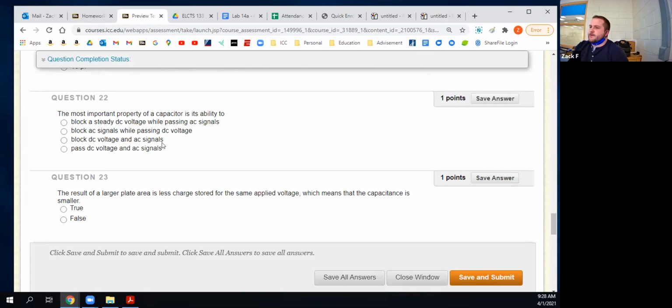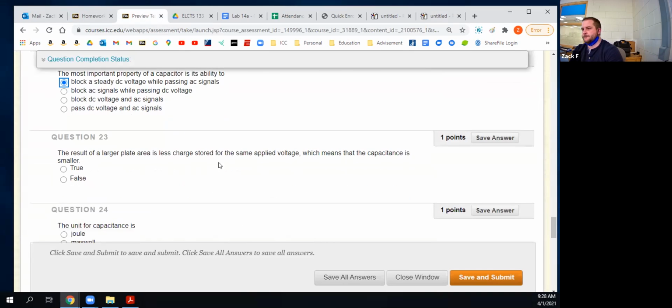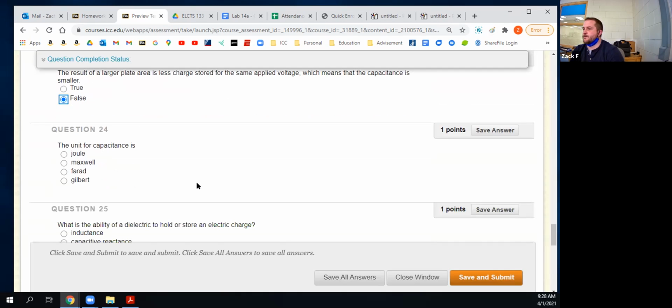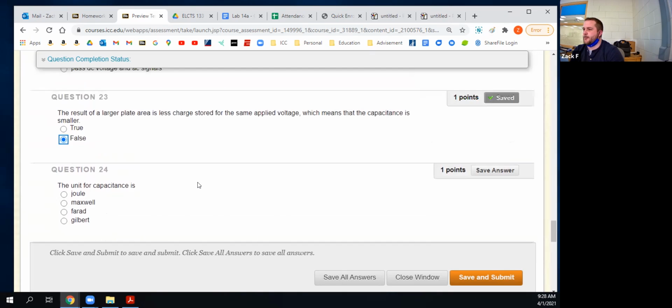What is the most important property of a capacitor, its ability to do what? The result of a larger plate area is less charge stored for the same applied voltage, which means capacitance is small. That's false. Larger plate area means greater capacitance.